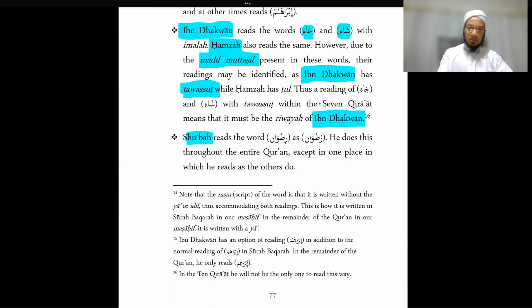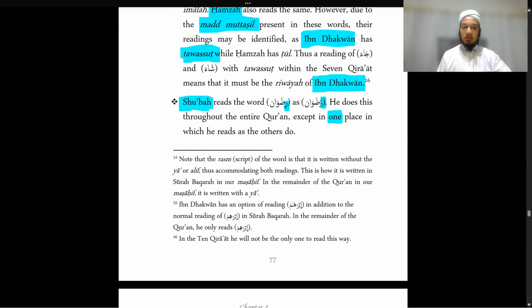Then the next one is Shu'bah, and Shu'bah will read the word Ridwan with a dhamma on the ra, reading it as Rudwan. He does this in the entire Quran except in one place, which comes in Surah Al-Ma'idah, where he reads Ridwan as the others do, as normal. When you hear the word Rudwan, then you are listening to the riwayah of Shu'bah.